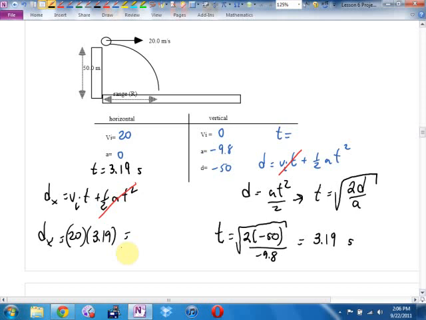63.8. You know what? Probably depends whether you use 3.19 or the full T value that's on your calculator. The full one is 0.9, so I'm going to go with that one, because that's what I was doing in my head.